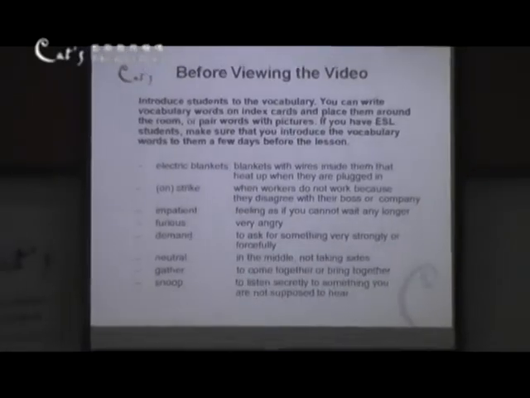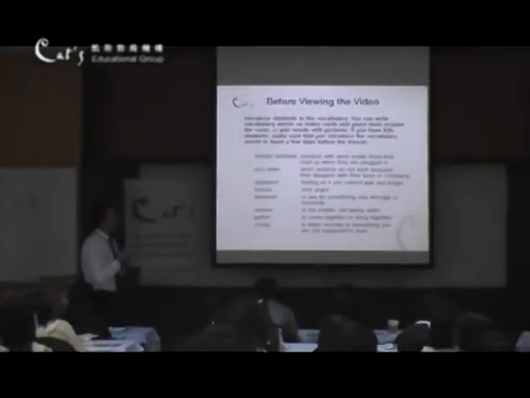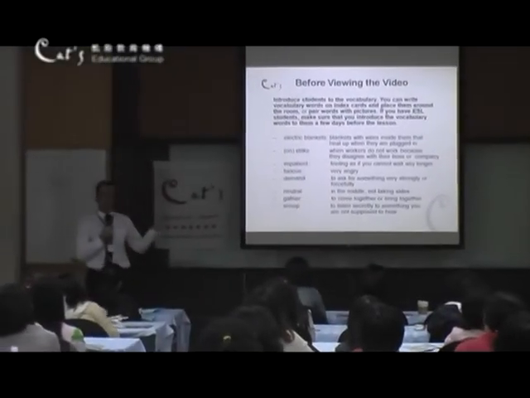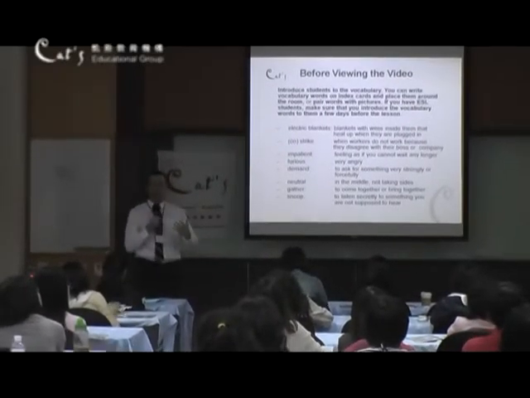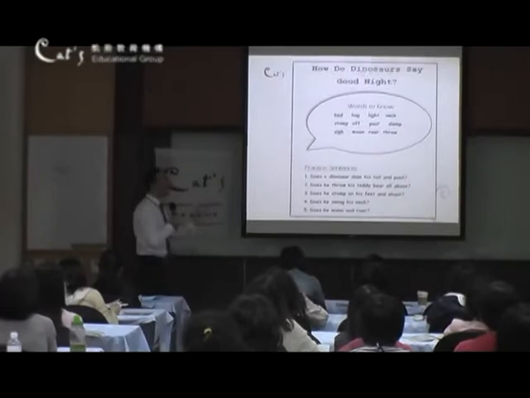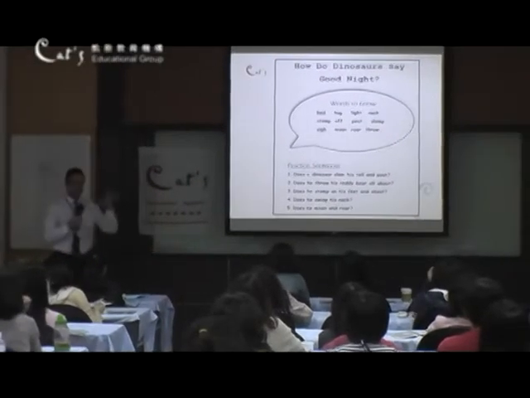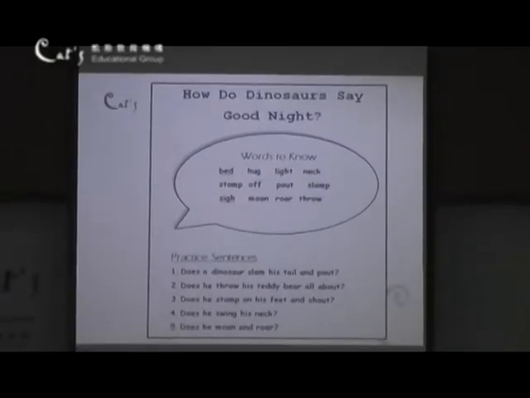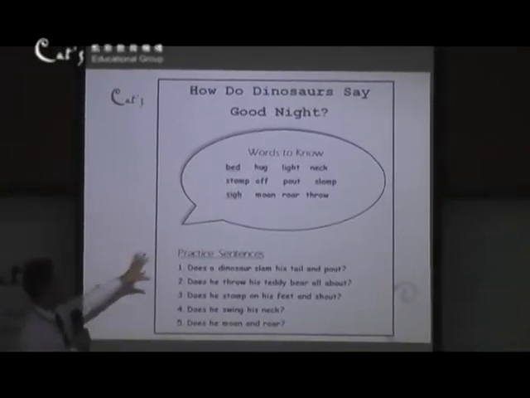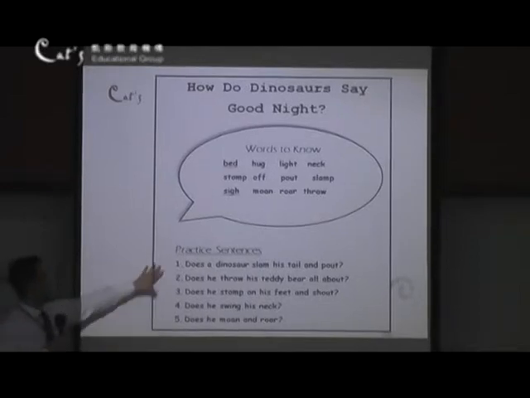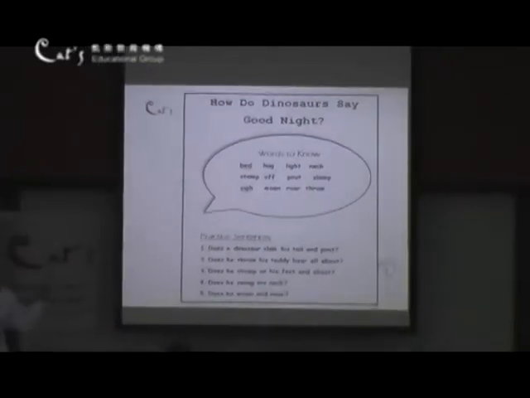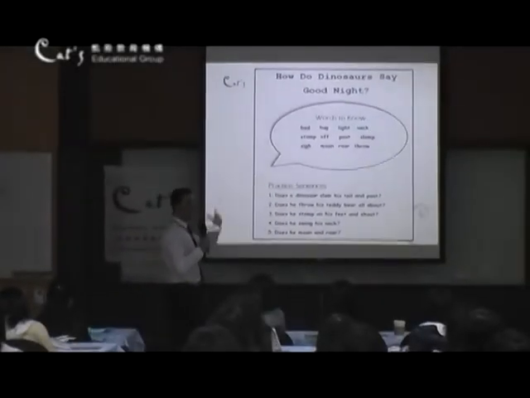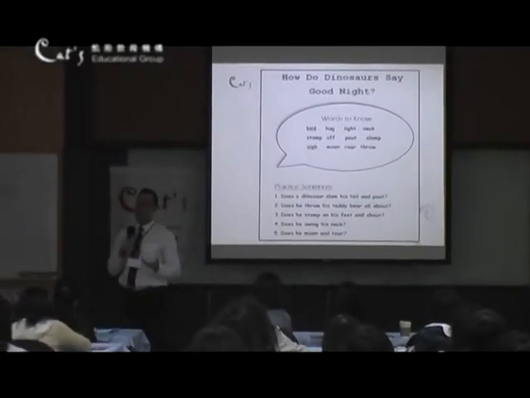Again, like I told you, the vocabulary words for prepping your kids before they read the stories, we have that done for you. But at CATS, we took it one step further. And next slide, we made these little pre-reading cards. How do dinosaurs say goodnight? Words to know. So it was those vocabulary words, we put them here. Then we gave them practice sentences. These are actual sentences from the stories that we typed out. Students can practice these before the next class when they come in and they start reading along with the program.